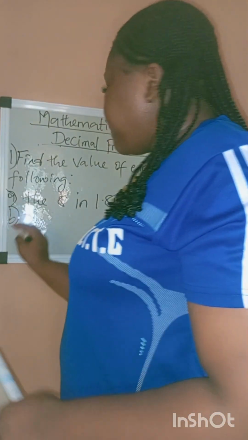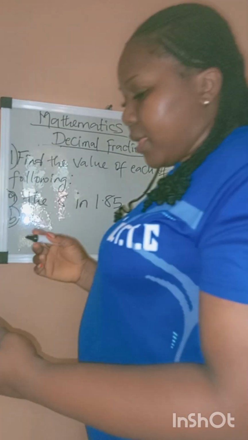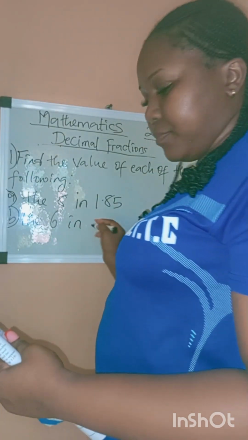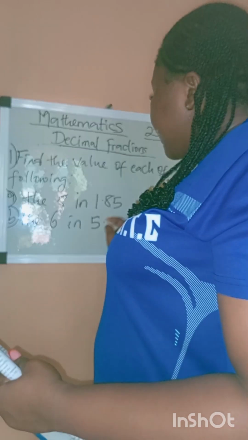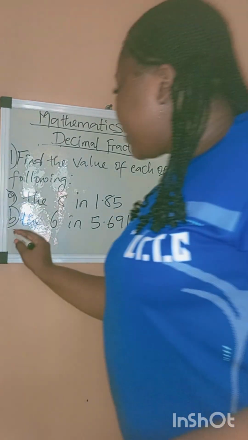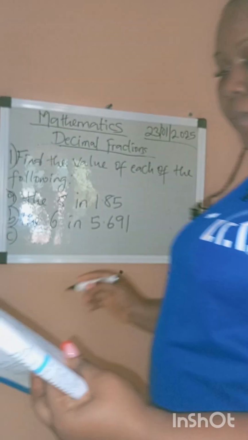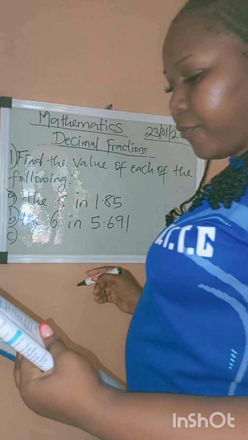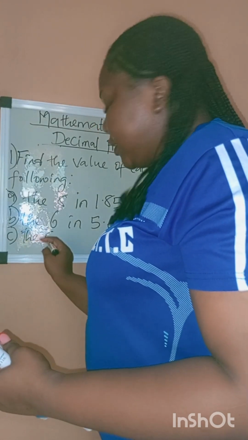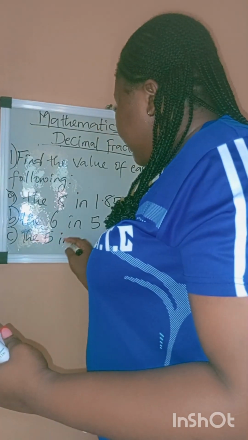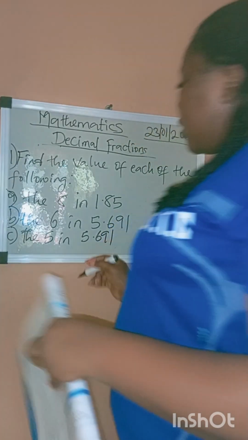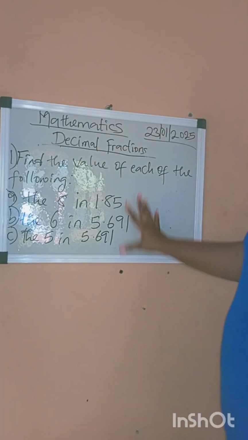Then B, we have the 6 in 5.691. Okay, then the C, we have the 5 in 5.691. So these are what you are going to find for me, these three numbers.